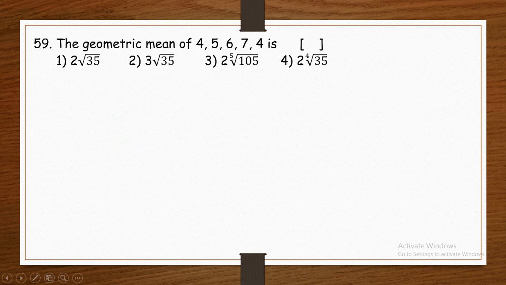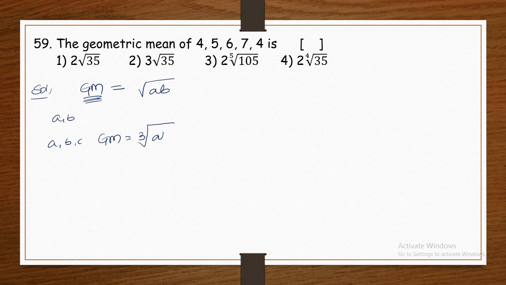Next, moving on to question number 59. The geometric mean of 4, 5, 6, 7, 4. Now if you observe this, geometric mean, you need to understand this particular concept. Whenever you are having two observations and you are asked to find the geometric mean, for suppose A and B are my two observations, then its geometric mean is given by square root of AB. When I am having three observations A, B, C, then its geometric mean is given by cube root of their product, cube root of A into B into C, right?